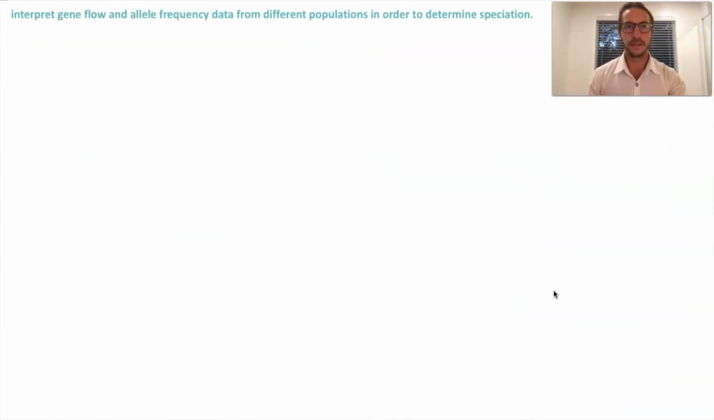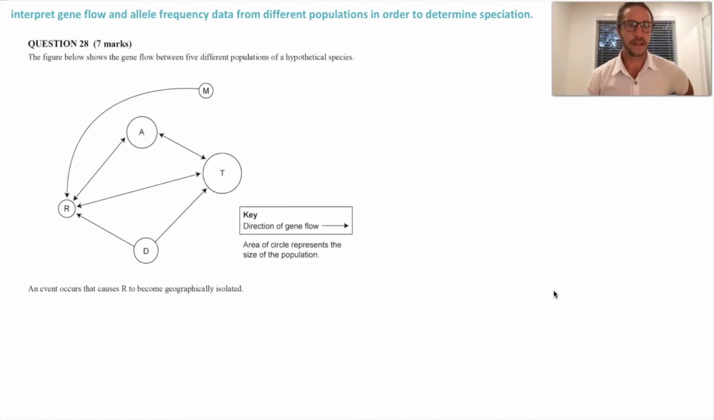Last question. Do you remember that the final QCAA learning guide said to interpret gene flow and allele frequency data? This is something we've been doing for a couple of weeks, but let's do another question. Question 28. Maybe you remember this from term 1 when I gave you this way too early. The question shows gene flow between 5 different populations in a hypothetical species. The arrows represent the gene flow direction, and the size of the circle represents the size of the population. And an event causes R to become geographically isolated.